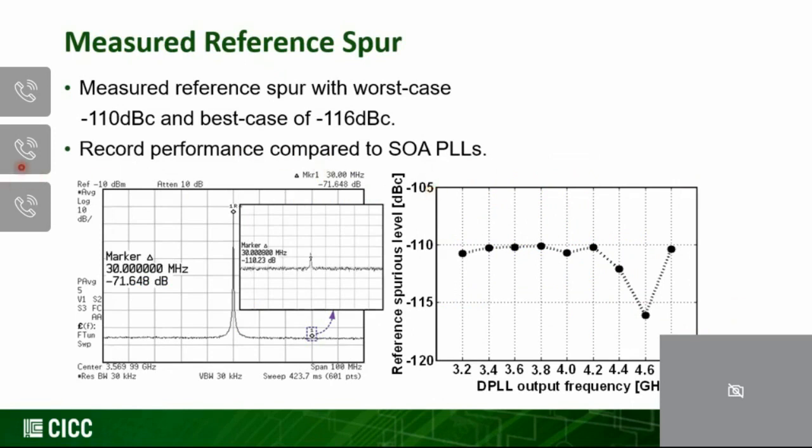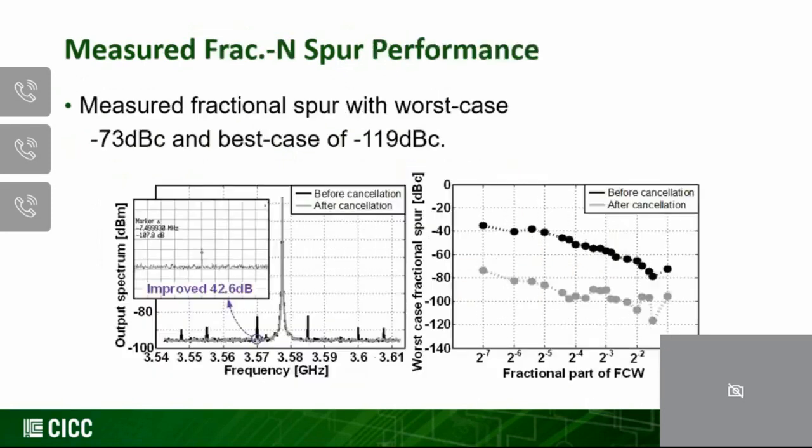In this prototype, we also try to minimize the coupling of the reference clock. So that's why you can see that the reference spur is really low. It goes from -110 dBc to -116 dBc. This is actually a very good performance compared to all the state-of-the-art PLLs, as we can see here. For the Fractional-N spur performance, as we can see here, before and after the feedforward cancellation, before the cancellation, it can go as bad as -40 dB. And after we do the cancellation, it goes from -73 dB all the way to -119 dBc. So it depends on the location of the spurious frequencies, the Fractional-N frequencies.